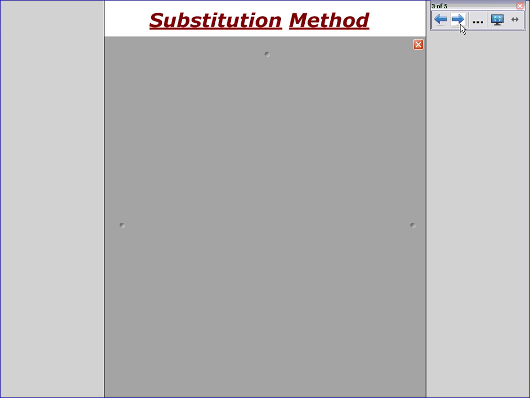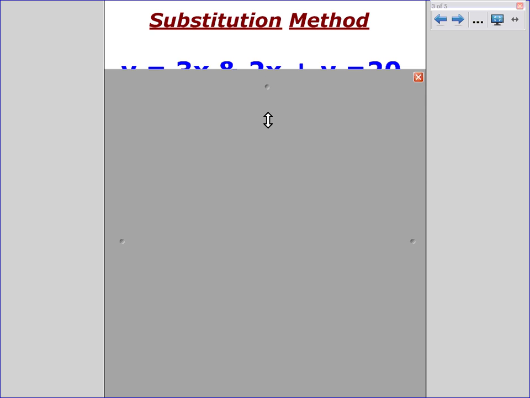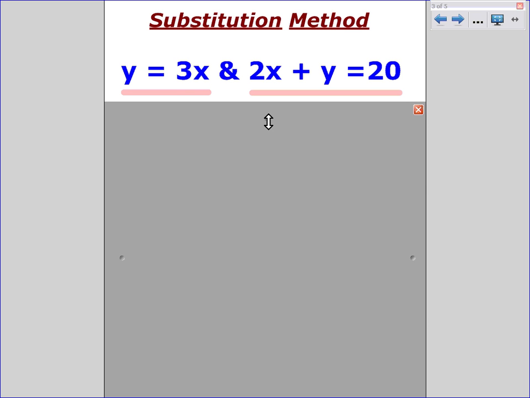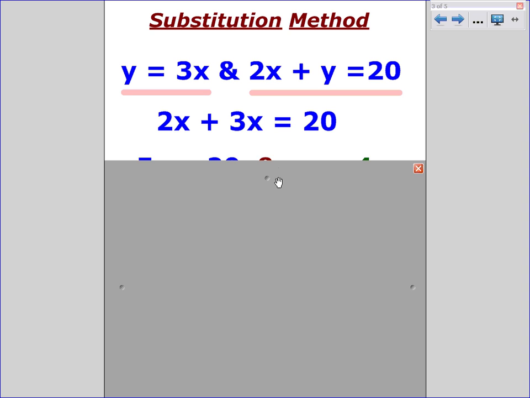For instance, one of my methods is the substitution method. With the substitution method, I'm going to have two equations of a line. My job is to take the simplified equation that is solved for y and substitute the value of y, which is 3x, into the equation 2x + y = 20. When I do this, I end up getting 2x + 3x = 20. Note, I substituted the 3x in for y because y = 3x.